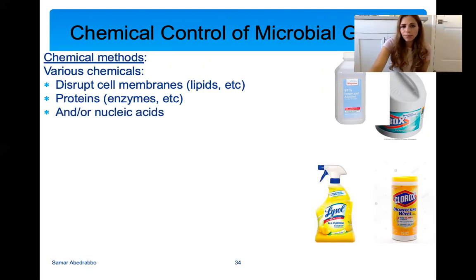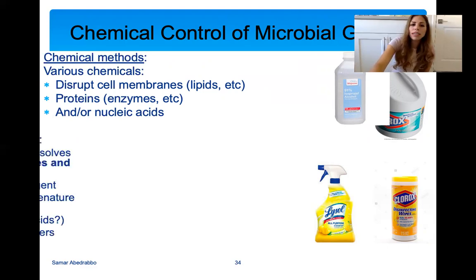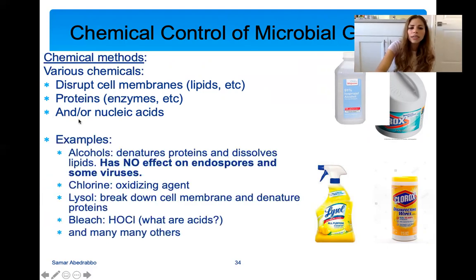Chemicals can affect proteins, enzymes are proteins, and they can affect nucleic acids. So here's an example of what chemicals do. Alcohol, so hand sanitizers are very high in alcohol, most hand sanitizers, not the natural ones. Actually, the natural ones are not very effective if we're talking about controlling coronaviruses, because a lot of times the natural ones are oil-based and not really alcohol-based. What alcohol does is it denatures proteins and dissolves lipids.